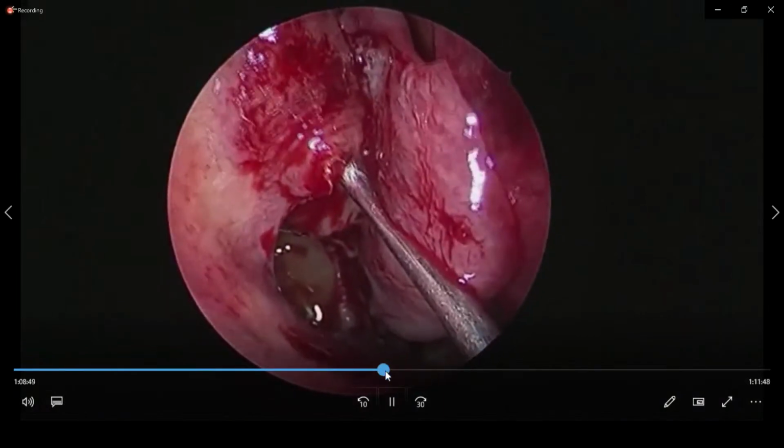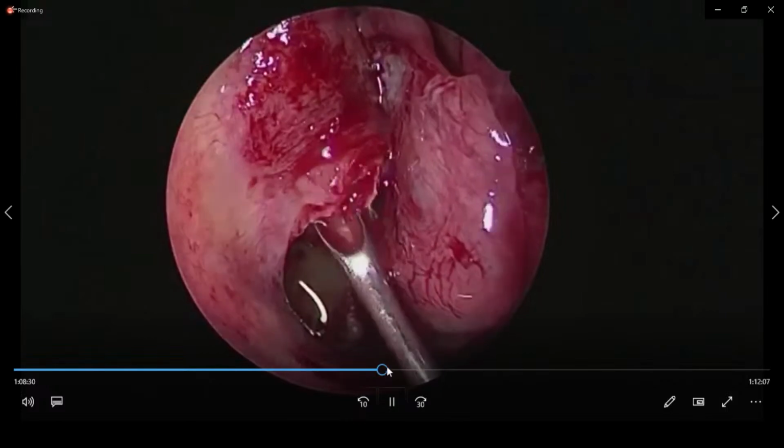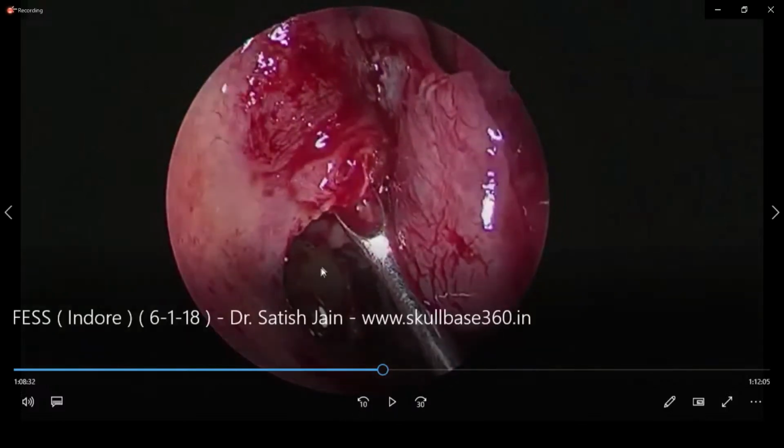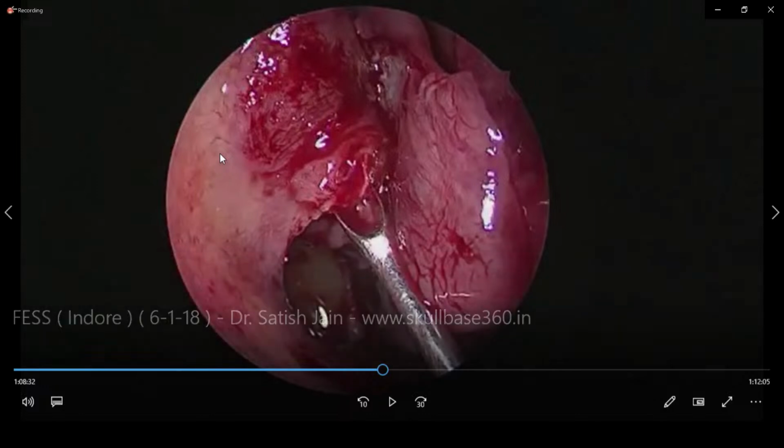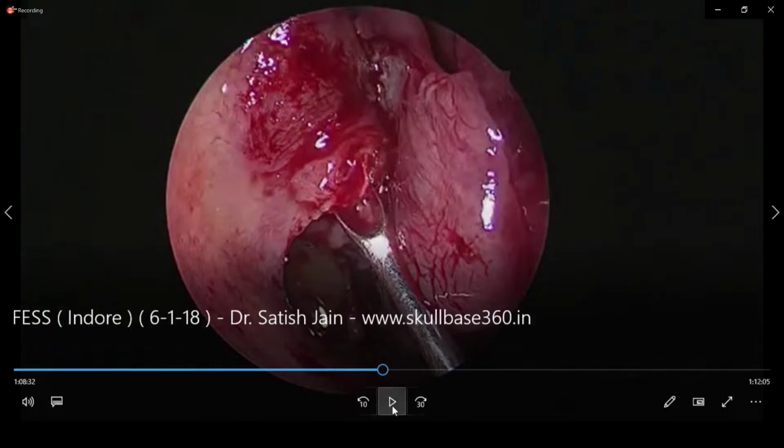Now, coming to the next step. See this. This is the middle meatal antrostomy below. This is the upper part of the uncinate process. This upper part of the uncinate process is very close to the orbit, the medial wall of the orbit. So the next step is removal of the upper part of the uncinate. You can remove it with the microdebrider. You can remove it with through biting forceps. The safest way is to fracture it.